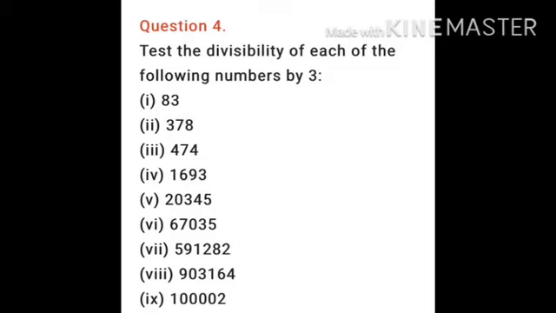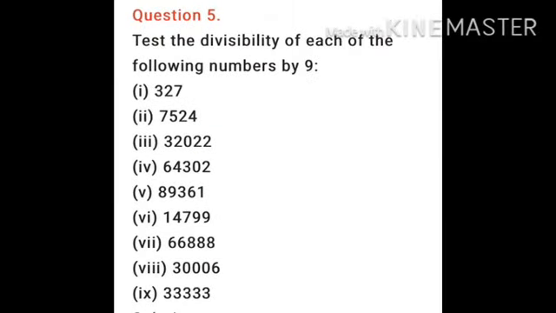67035. 6 plus 7 plus 0 plus 3 plus 5 is equal to... the sum is 21, and 21 is divisible by 3. Yes, 3 times 7 is equal to 21. So this number is divisible by 3. You will do this question in your classwork copy and check the divisibility test.